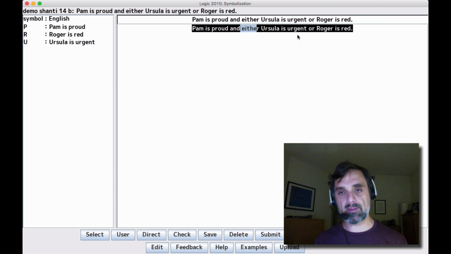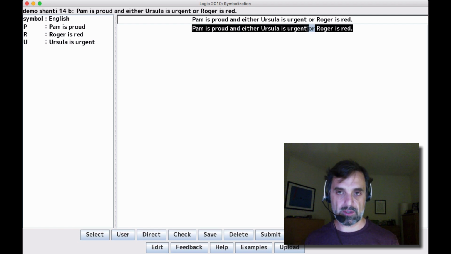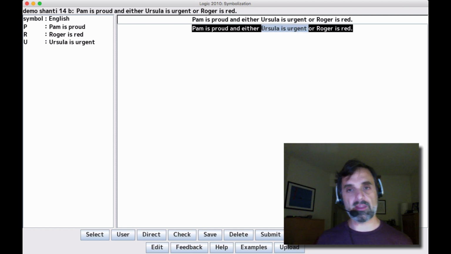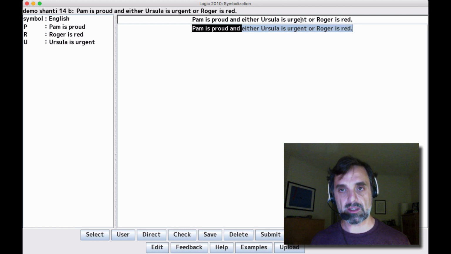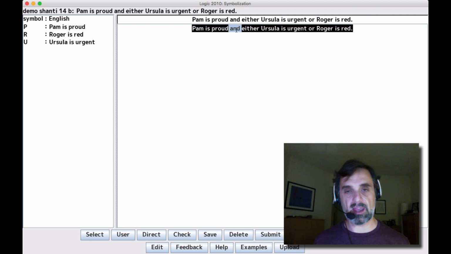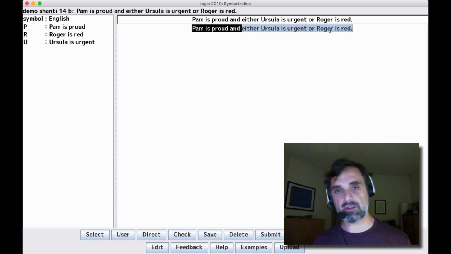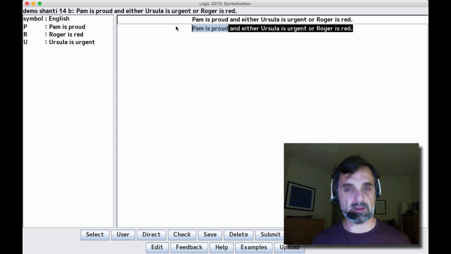Okay, and we know again that the left disjunct, so this is a disjunction, and its left disjunct is whatever comes between the either and the or. So that means the or only goes to here and hooks onto that. And then the rest hooks onto that. So that means that this is a unit. This is a disjunction, and it's a disjunction inside of the and. It's on the right side of the and. It's the right conjunct, and Pam is proud is the left conjunct.